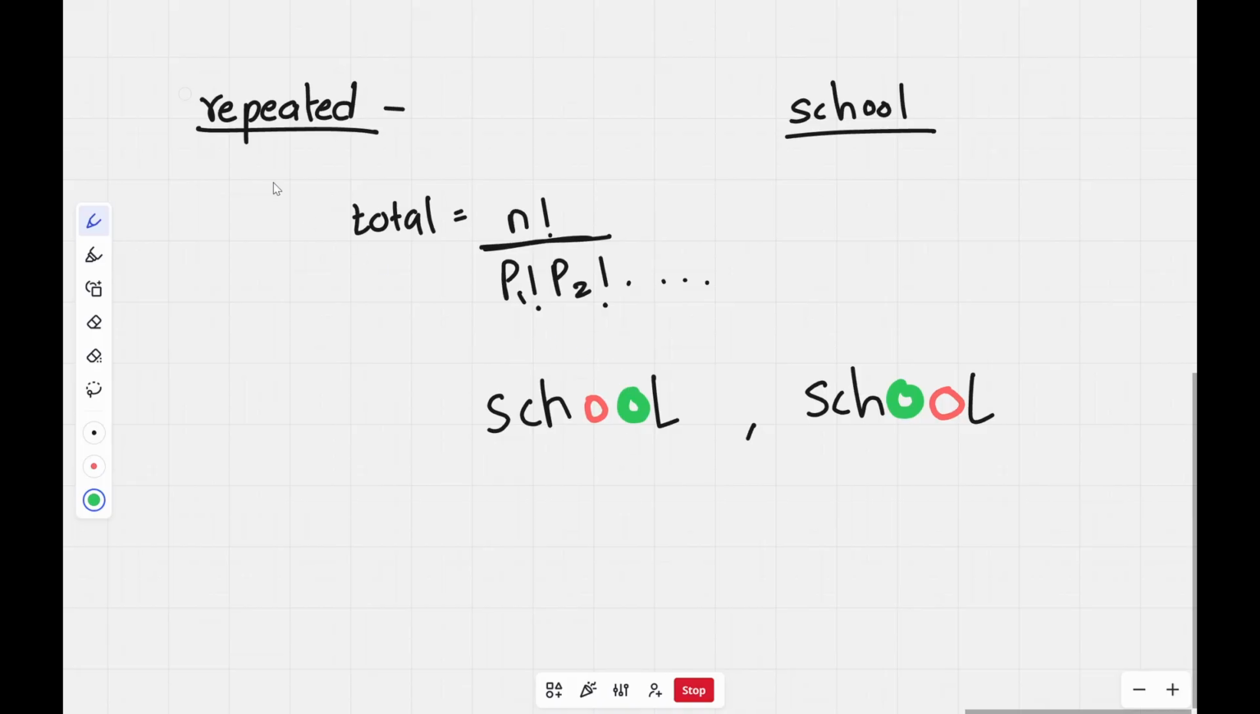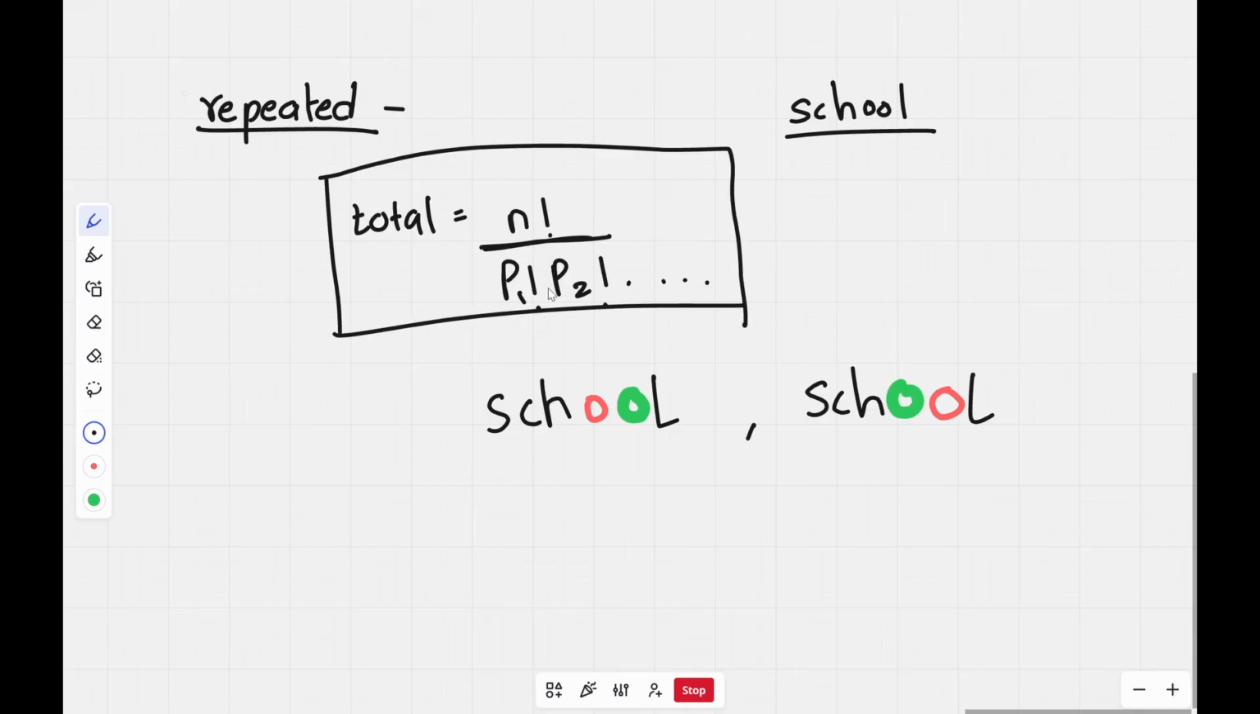So we have a formula here, which is: total ways to arrange the letters are n factorial divided by p1 factorial, p2 factorial. Now what is n? n is the total number of letters in a word. School has 6 letters, so n here would be 6. And p1, p2: what are p1, p2? p1, p2 are the letters repeated and how many times they are repeated. Now we only have one letter repeating, so we have p1, and it repeats twice. Hence the value of p1 is equal to 2.